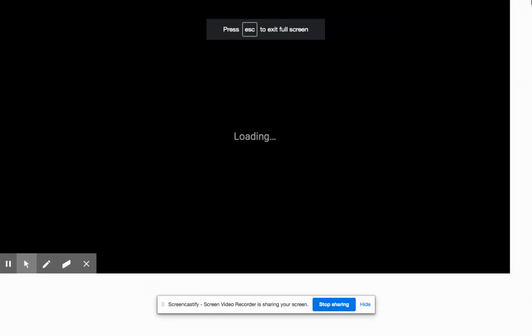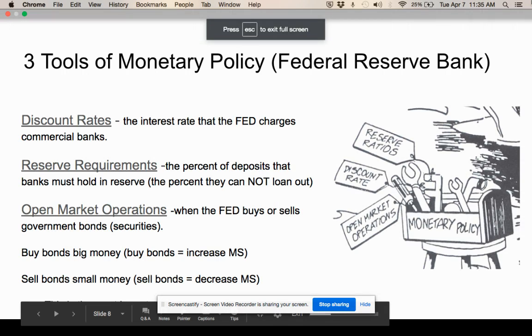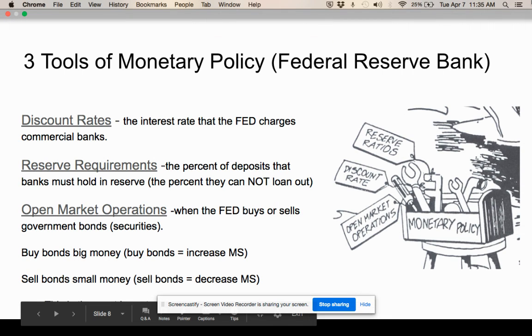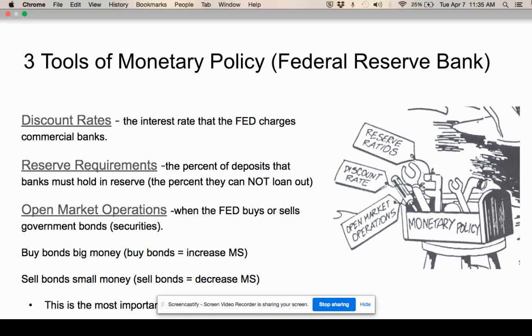Okay, today we are talking about the three tools of monetary policy. First, we have the discount rate. This is the interest rate that the Fed charges commercial banks when they borrow money. So sometimes Bank of America will have to borrow money from the Fed so that they have enough to cover their required reserves. And when they do that, they pay the discount rate, which is an interest rate.